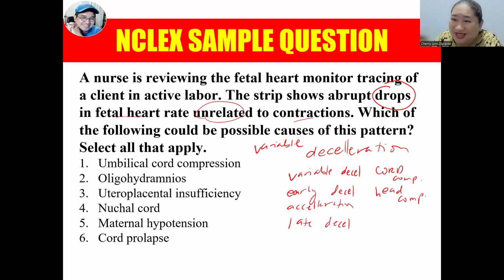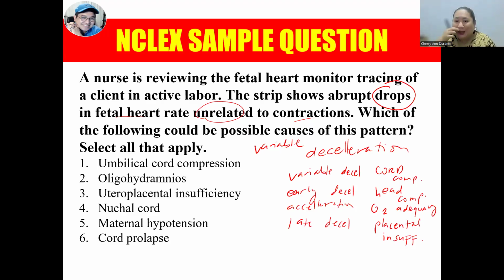Early deceleration, H, head compression. Acceleration, this is normal, right? So, oxygen adequacy, meaning it's good, it's okay. Some has okay here, so it's also okay. Late deceleration means P, placental insufficiency.